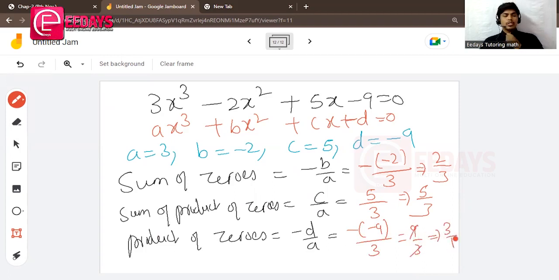All right. So similarly, like quadratic polynomial, for cubic polynomial you can find like this: sum of zeros, product of zeros, and sum of product of zeros. All those things you have formulas. All right.